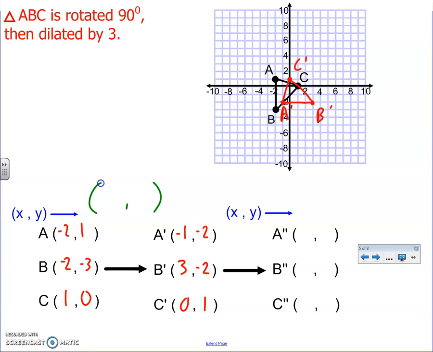Notice, how does -2, 1 turn into -1, -2? Well, I'm switching X and Y. So this is now where X goes, this is where Y goes, but Y didn't stay the same. Y from +1 to negative, so I multiply by negative. There's my motion rule.